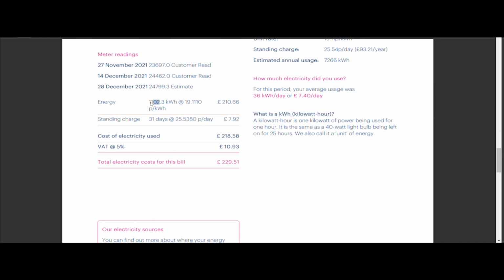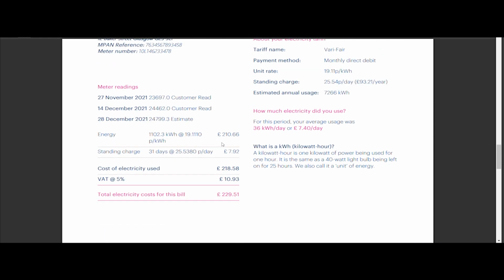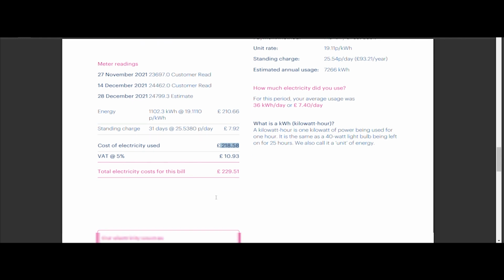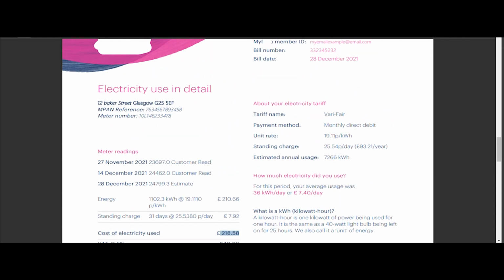Then you have energy. So if you subtract your previous reading from the current reading, you will get the usage which you have here, and based on your tariff, they multiply this with this one, which will get you to your usage. Then you have standing charge, of course, which in this case will come to this much, and then you have VAT, which is just a tax on the bill, which is 5% for normal consumers, and for business I think it's between 12 to 20% depending on the business. Then you have this plus this, so 218.58 plus £10.93 is £229.51, and that ends up with you with this bill. So this is how your bills are calculated.